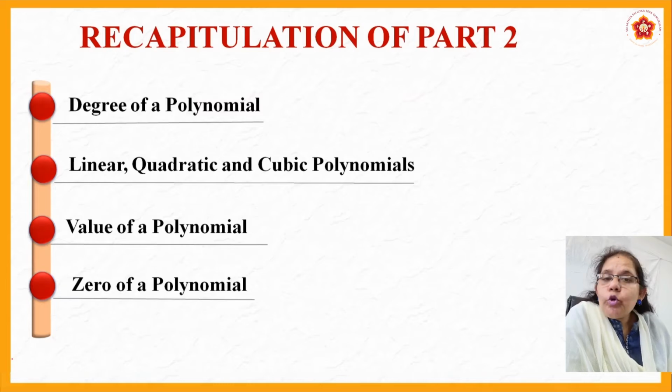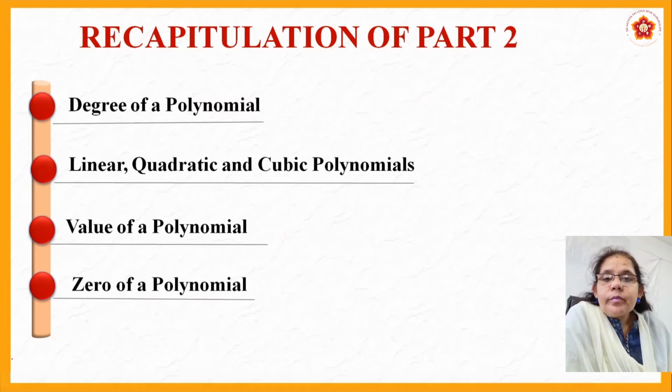Linear, quadratic and cubic polynomials. If the degree of a polynomial is 1, then it is a linear polynomial. If the degree of a polynomial is 2, then it is called a quadratic polynomial. And if the degree of a polynomial is 3, it is called a cubic polynomial.